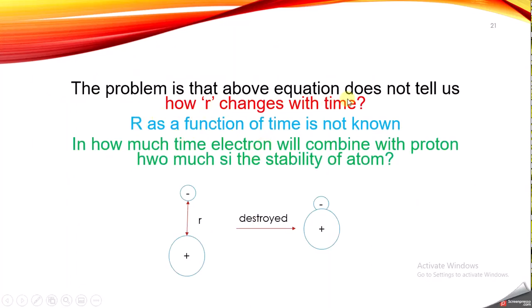So the problem is that the above equation does not tell us how r changes with time, or in how much time these two particles will collide with each other. R as a function of time is not known, nor is the time in which the electron will combine with the proton, or the stability of the atom. So we are not able to predict the stability of the atom. Now we want to understand how r will change with time.